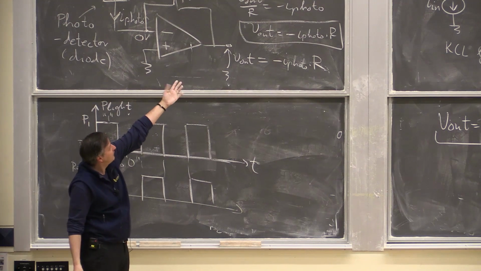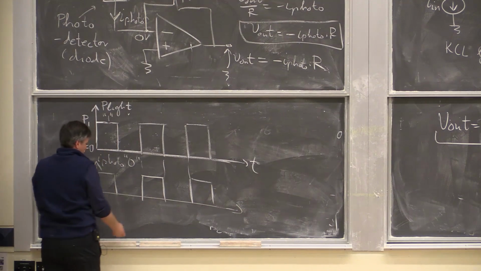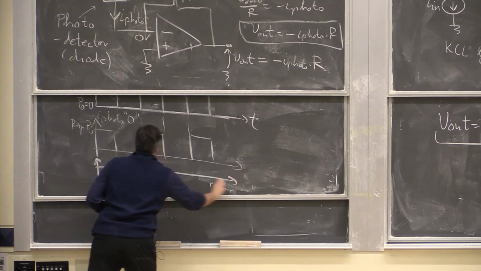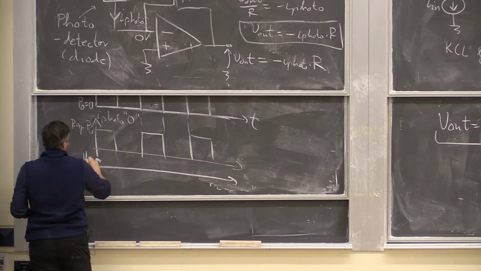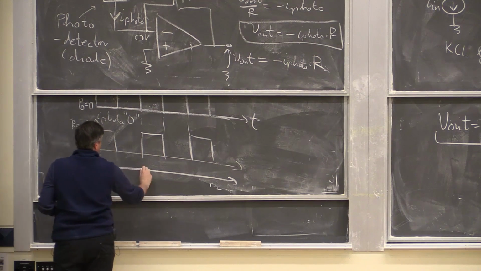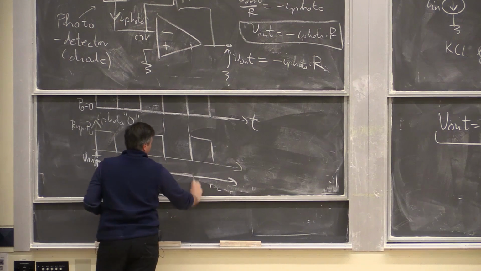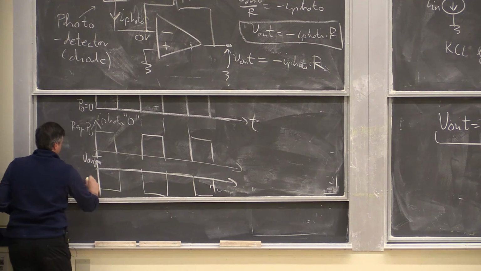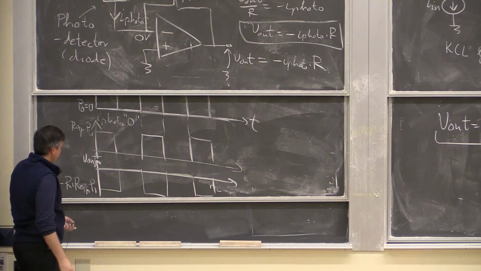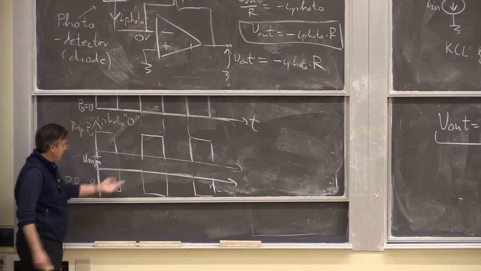And then I'm reading that with my I photo times R, right? So I'm going to be getting V out will be negative, 0, negative, 0, negative, right? This voltage will be minus R times responsivity times P1. Right. Again, it's two distinct levels.